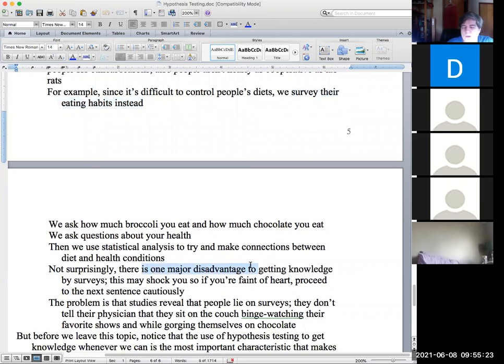But there's one huge disadvantage to doing surveys to get scientific knowledge. They actually did a study once and they checked people who were participating in a health survey, and they had the people fill out their surveys. They had to do it several times. It took place over a period of 2 or 3 years. But guess what they found out? People lied on the surveys.